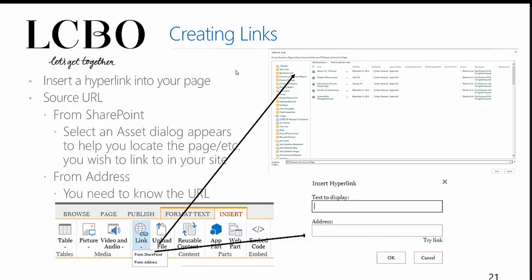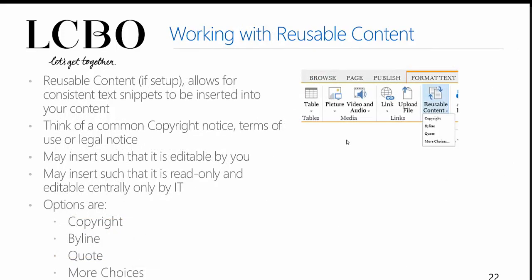If it's an actual address, then you need to type in the actual text that you want to display for the URL, and then the address on the web. So it'd have to be http:// and wherever that link is going to be. You have the option here to try the link to test it to make sure it works before you actually add this to your page. Once you've got the information, you just click OK, and your link is added to your page.